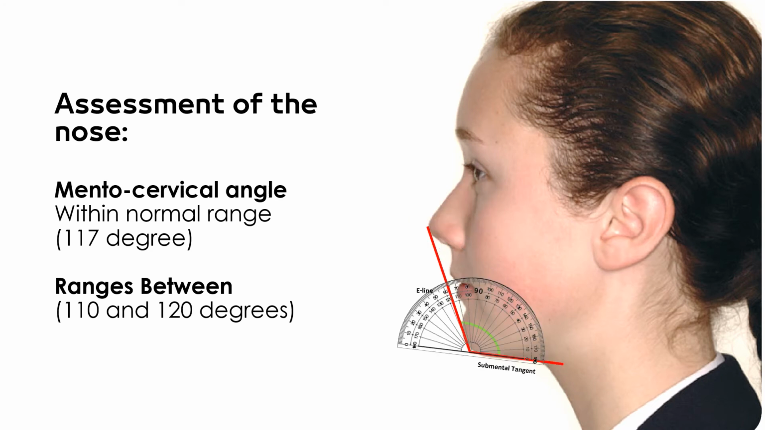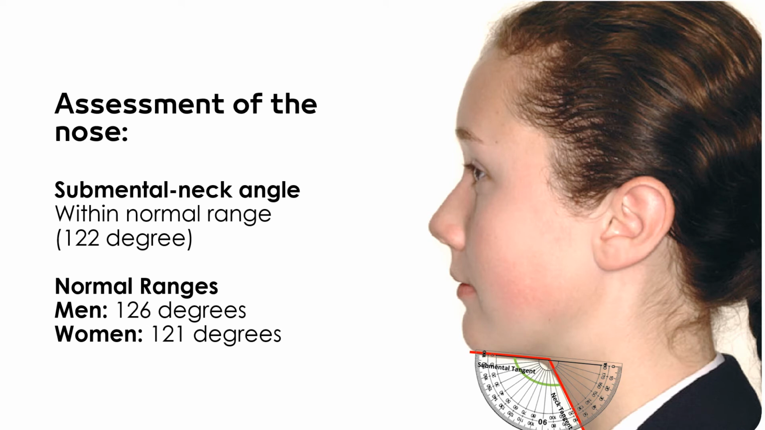The mentocervical angle is within normal range, which is 117, and the normal range is 110 to 120 degrees. The submental neck angle is within normal range, which is 122 degrees. The normal ranges for men is 126 and for women 121.